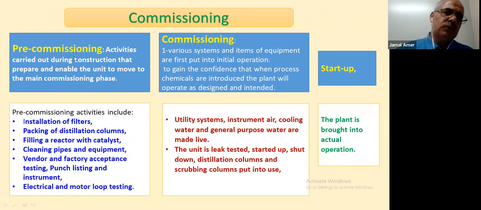And this pre-commissioning activity, we can do it during the construction phase also to save some time after completion of construction. Commissioning: various systems and items of equipment are first put into initial operation to gain the confidence that when the process chemicals are introduced, the plant will operate as designed and as intended. Here we focus on utility systems, instrument air, cooling water, and general purpose water are made available. The unit is leak tested.